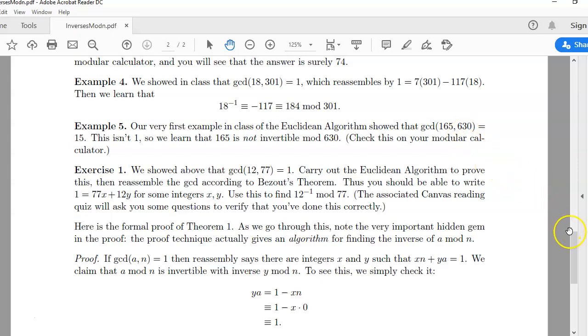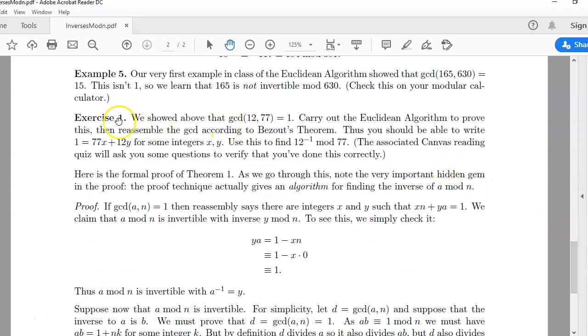Okay? So here comes your first exercise that you're going to do in a Canvas reading quiz. This is how I check your understanding. If you've been tracking with me, you should be able to carry this off. In the example we did above, 12 and 77 are in fact relatively prime. So what I want you to do is execute the Euclidean algorithm, and then reassemble it. Once you reassemble it, that means you can write 1 as a multiple of 77 and a multiple of 12. I want to know what your multiples are, and I want you to use that fact to find the inverse to 12 mod 77.